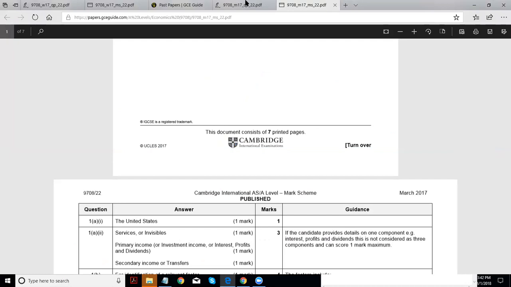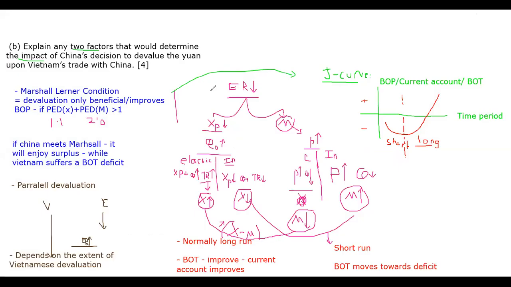So when answering this question, you want us to A, talk about China meeting the Marshall Lerner condition, and then B, the parallel devaluation, and we just give 2 marks to explain each. Yeah, you get 2 marks for the Marshall Lerner condition and 2 marks for parallel devaluation. Just clarify how that would affect Vietnam's trade with China, like basically what we did here.